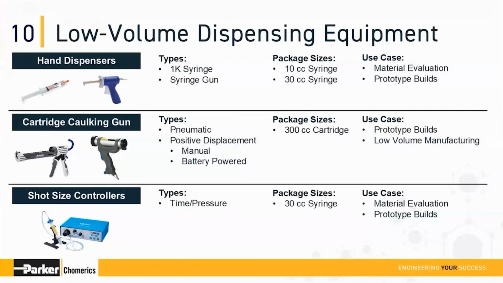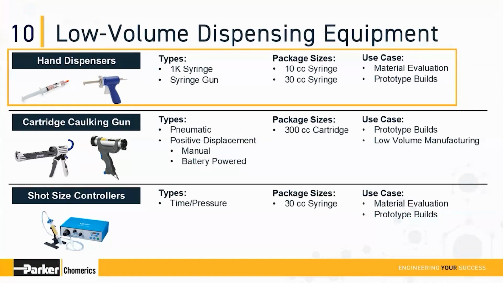Let's now explore the different categories of dispensing equipment that are best suited for low volume dispensing. First, we have hand dispensers, which are activated manually. These include syringes that hold 10 cc's of thermal gel and larger 30 cc cartridges. Both sizes are available as free samples from Comerics Sampling Department and are typically used in the early stages of development to evaluate the properties of thermal gel for prototype builds.